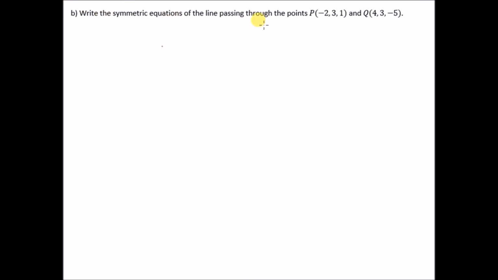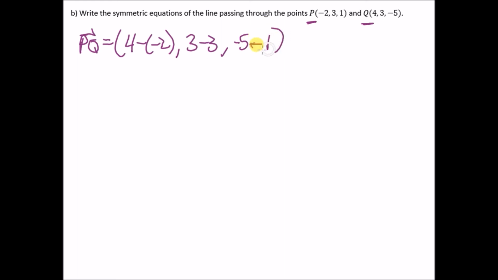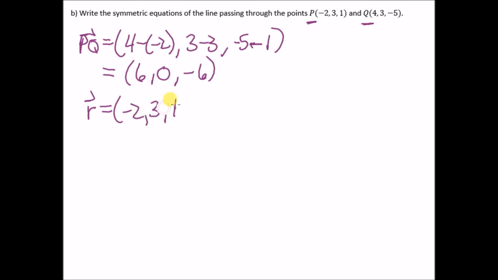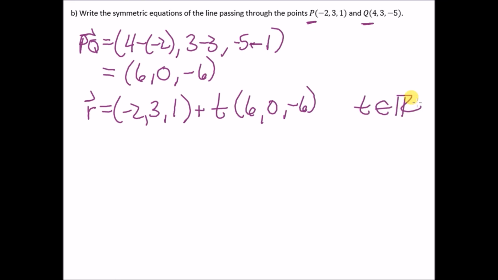Exactly the same question, write the symmetric equations for the line that passes through P and Q. This time I'm going to start with the direction vector PQ. 4 minus negative 2, comma, 3 minus 3, comma, negative 5 minus 1. Okay, so I get 6, 0, negative 6. This is our direction vector. So we can go ahead and write a point and then plus some parameter t, 6, 0, negative 6. And what I forgot to do on the last one is put t as an element of R.